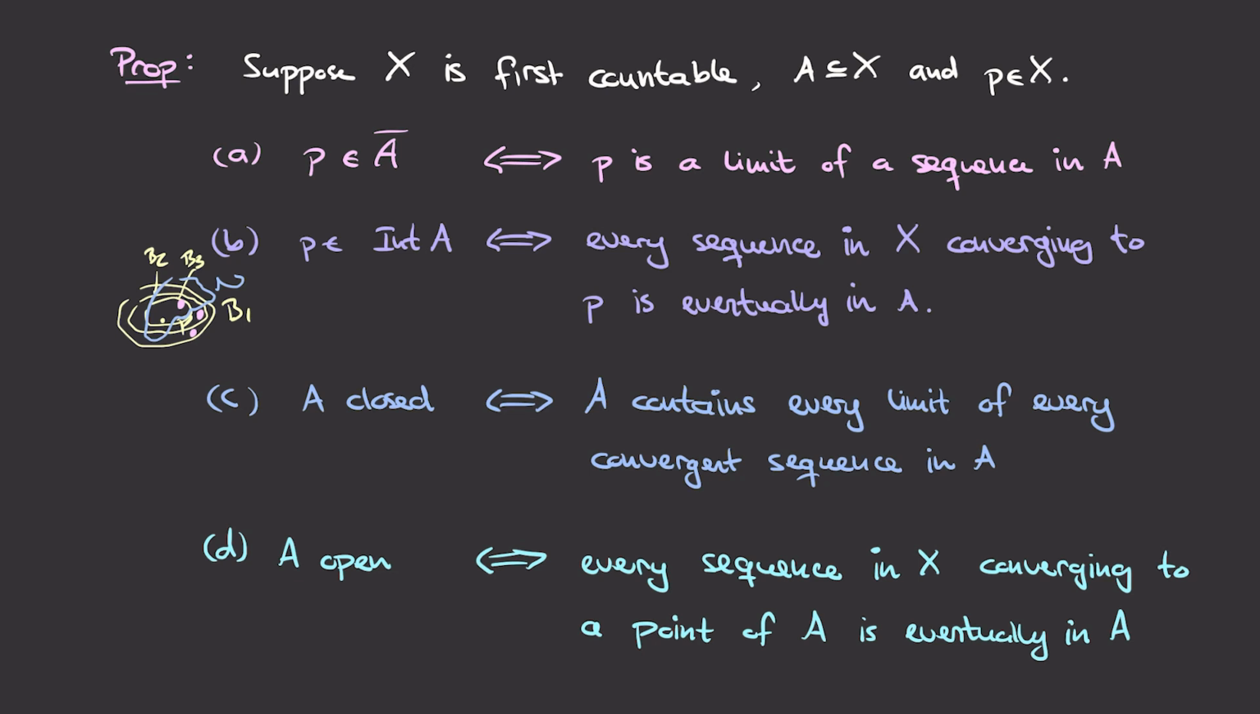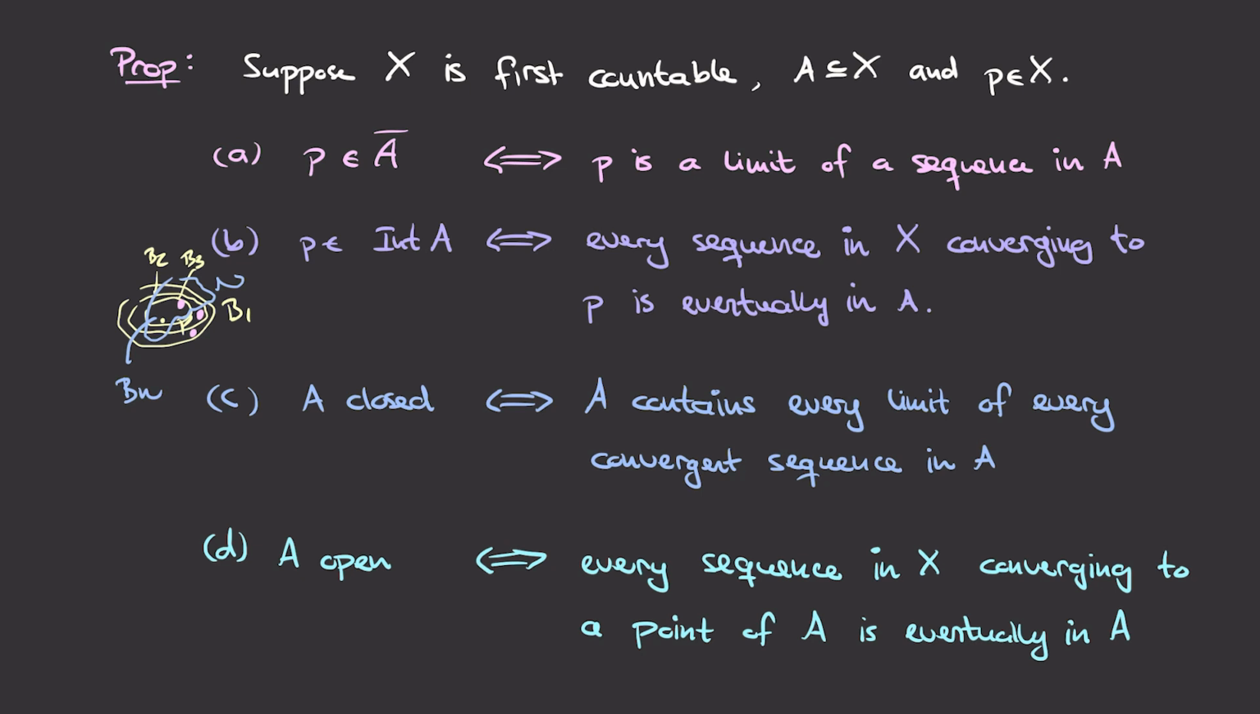Let's say this contains Bn. And now because these neighborhood basis elements are nested, every Bm for m greater than n is contained within Bn, which means that all the elements of our induced sequence will also be contained within Bn, which is contained within the set N, and this means that the sequence lies eventually completely within the neighborhood N.